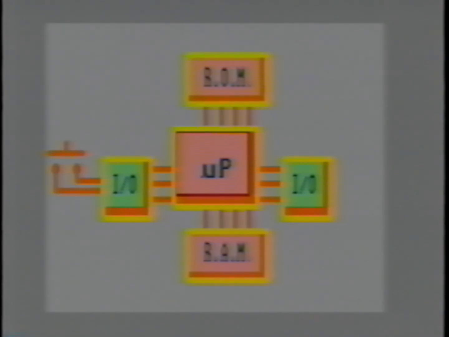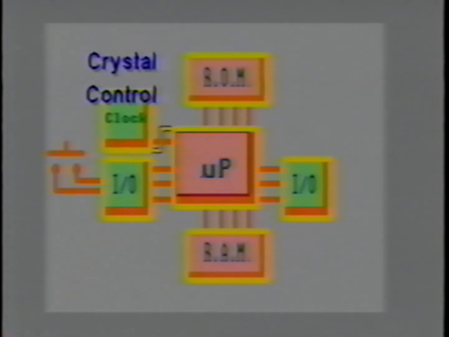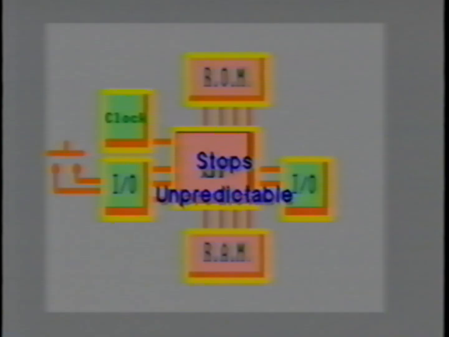A couple of other signals are essential for the operation of a microprocessor. One is the clock signal. The clock signal is the heartbeat of the microprocessor itself. It's a crystal-generated pulse train which is constantly supplied to the microprocessor and keeps the microprocessor executing instructions. If the clock signal fails, the microprocessor either stops or acts unpredictably.